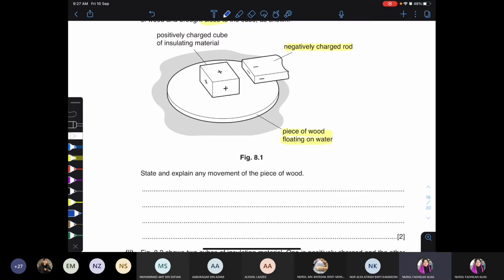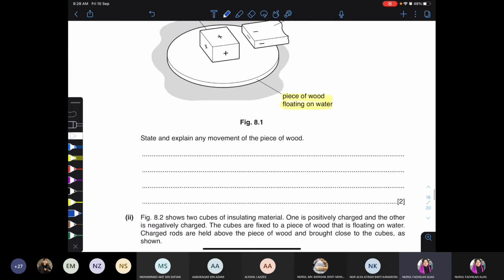This question is a bit difficult. How? First you need to know this one is negative, this one is positive. And then what about them? Negative and positive attract. They try to attract. So you can write that first, that is what comes to your mind first, right? So you write opposite charges attract.